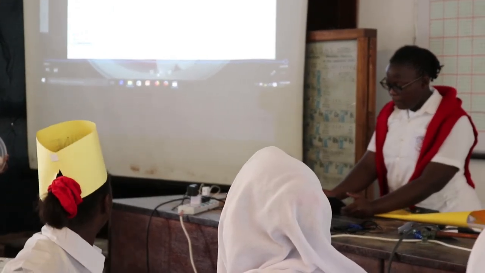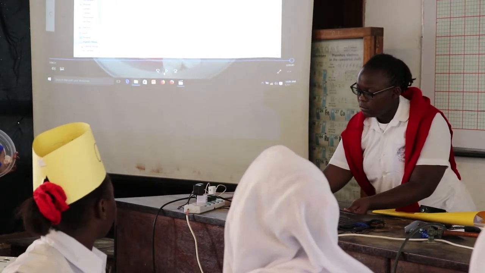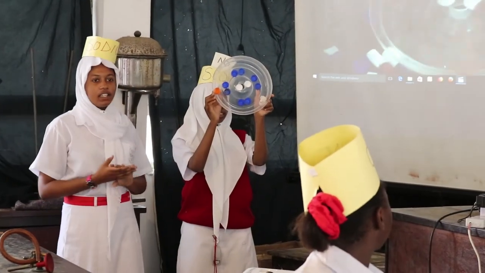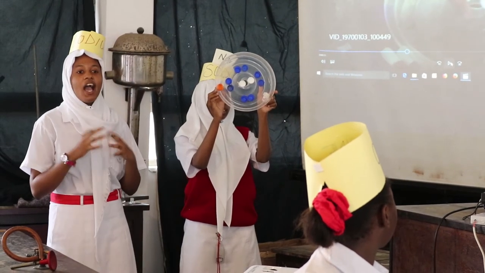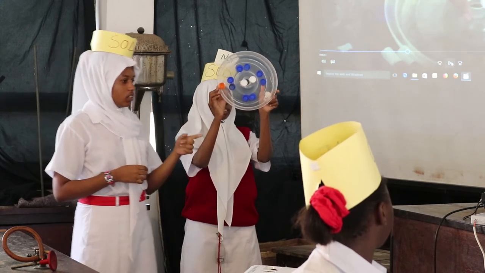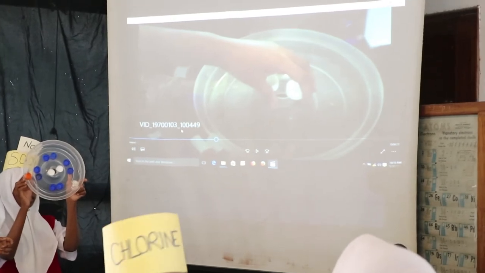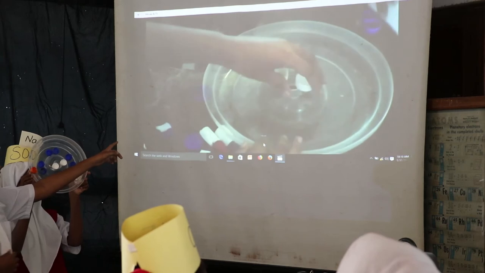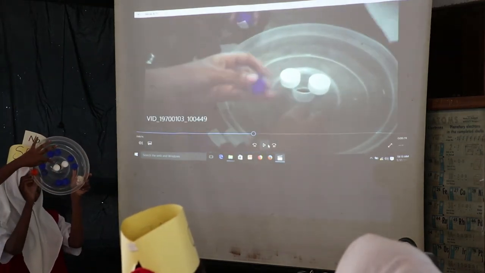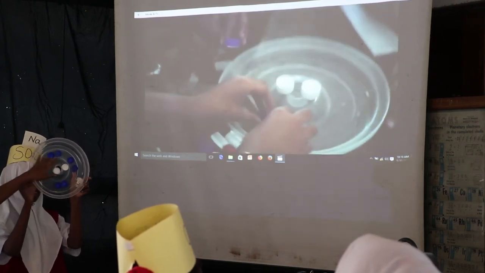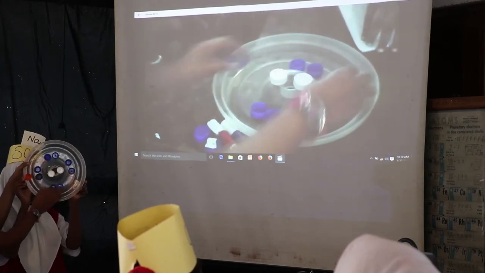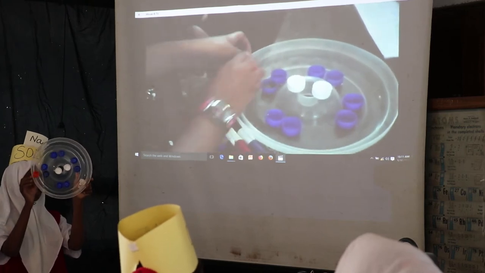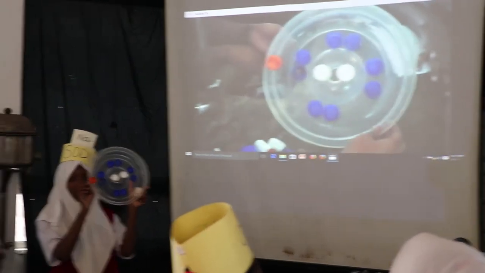Start. Sodium atom has 11 protons and its electronic arrangement is 2:8:1. Here, in the first energy level it is occupied by 2 electrons as you can see. And in the second energy level, it is occupied by 8. As you can count, 1, 2, 3, 4, 5, 6, 7, 8. And the third outermost energy level is occupied by 1. Thank you. Clap for them.